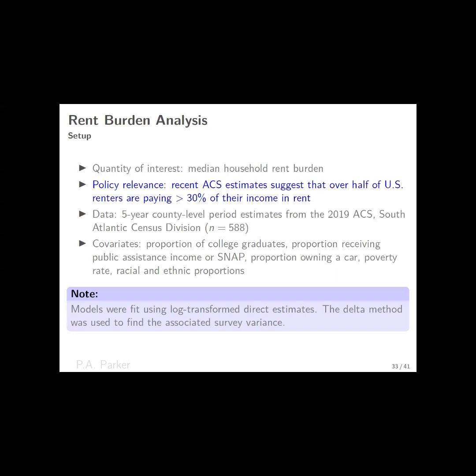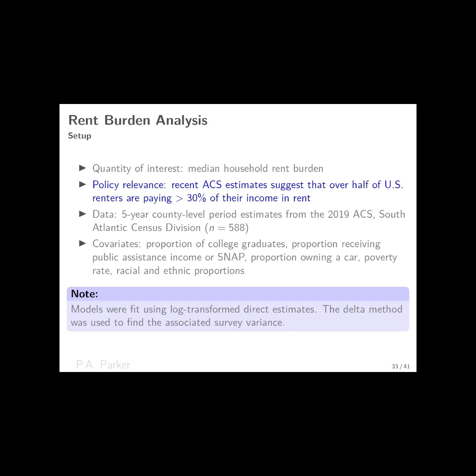Data here, we're looking at county level direct estimates. And these are 5-year period estimates. So basically, the American Community Survey, in order to have a large enough sample, is aggregating 5 years worth of data together in a direct estimate to create a period estimate. They won't release the estimates at the 1-year level for every county. So we work instead with 5-year period estimates. And this is from the 2019 American Community Survey. And then our target region here is the South Atlantic Census Division. So it's a group of states in the South Atlantic. It also includes DC. And there's 588 counties in this region. And I'll show maps of this as well.